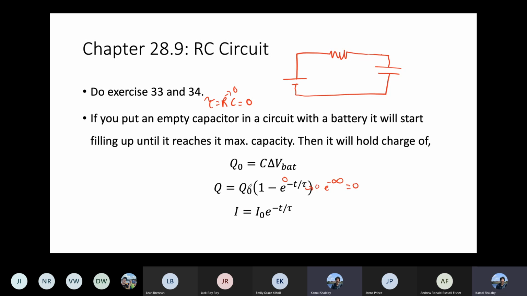That means the charge is going to stay as it is, it's not going to decrease or increase or anything, as if you don't even have a capacitor. That's why you always need a resistor.